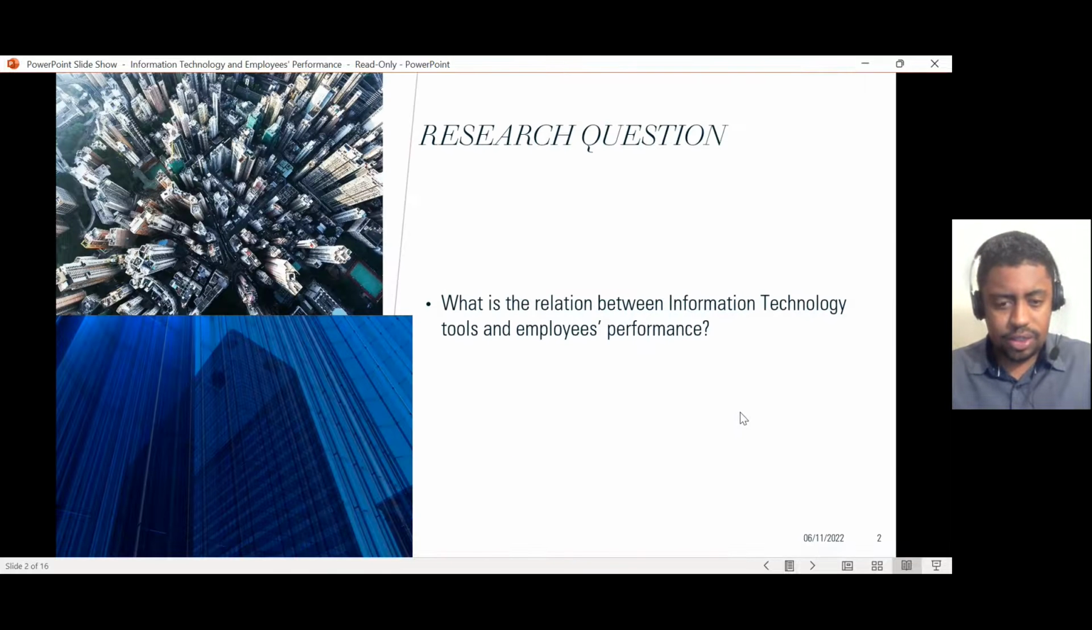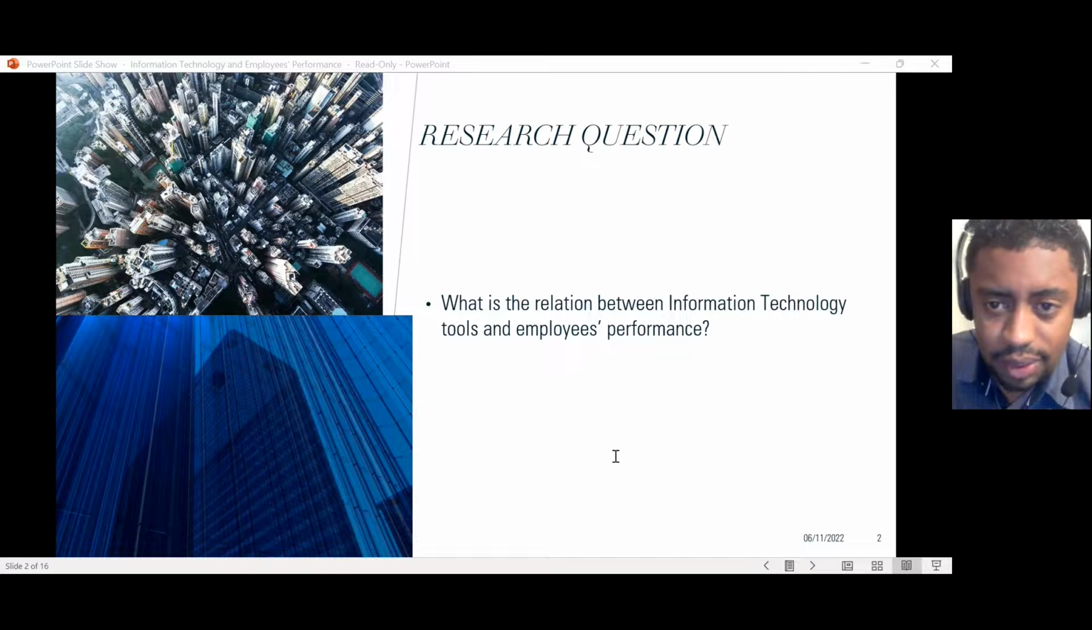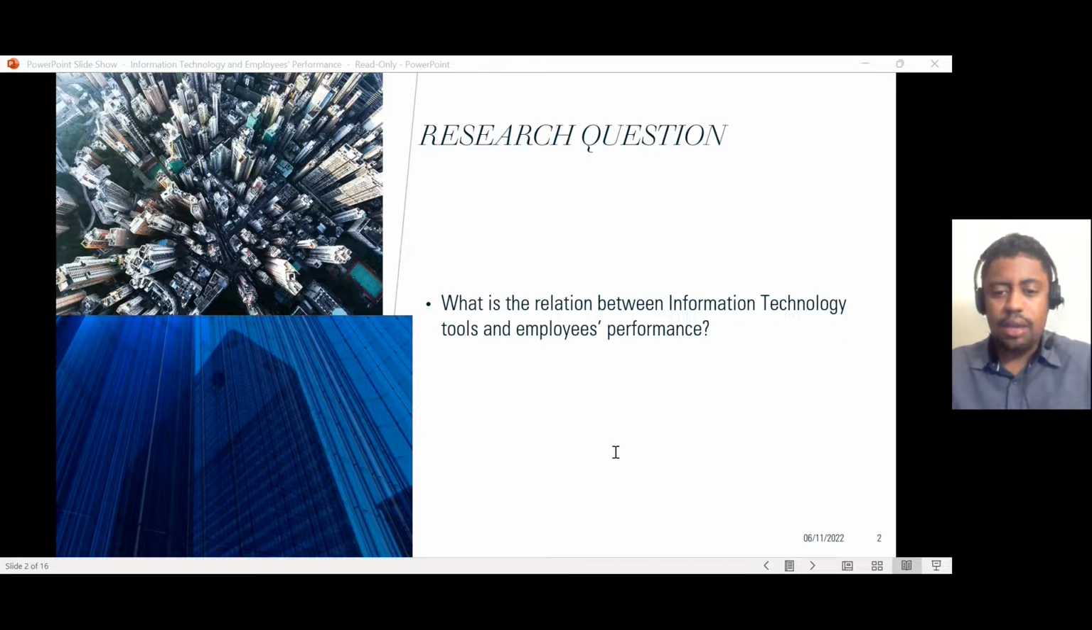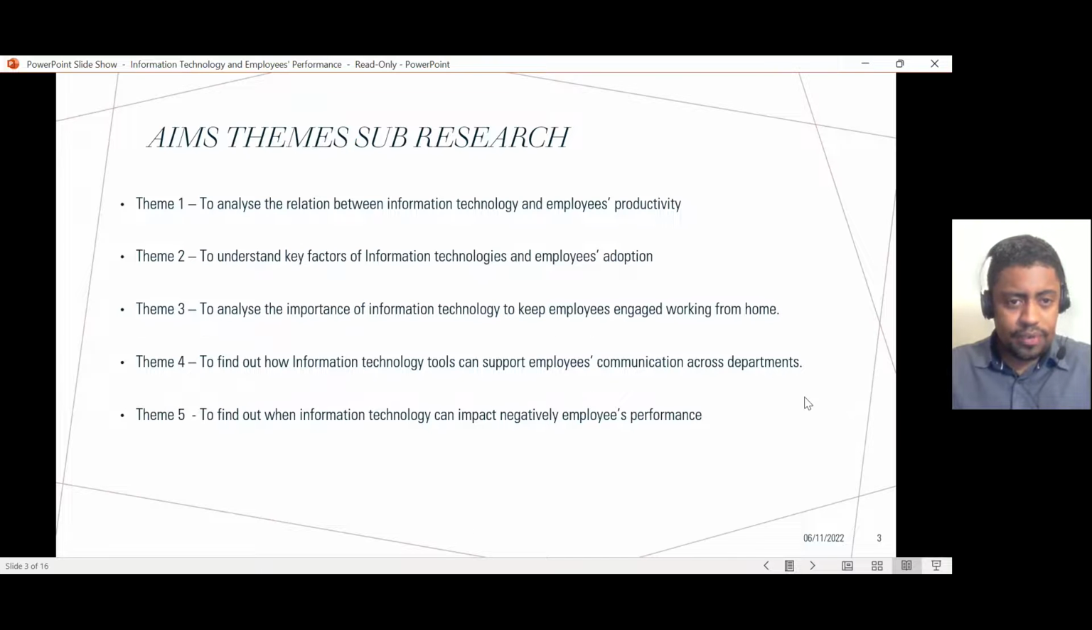So my research question. The reason I'm doing this research is that I wanted to find out the relation between information technology and employees' performance. It is a wide topic, so I divided my research into five main themes. The first theme is to analyze the relation between information technology and employees' productivity. The second one is to understand the key factors of information technology and employees' adoption.